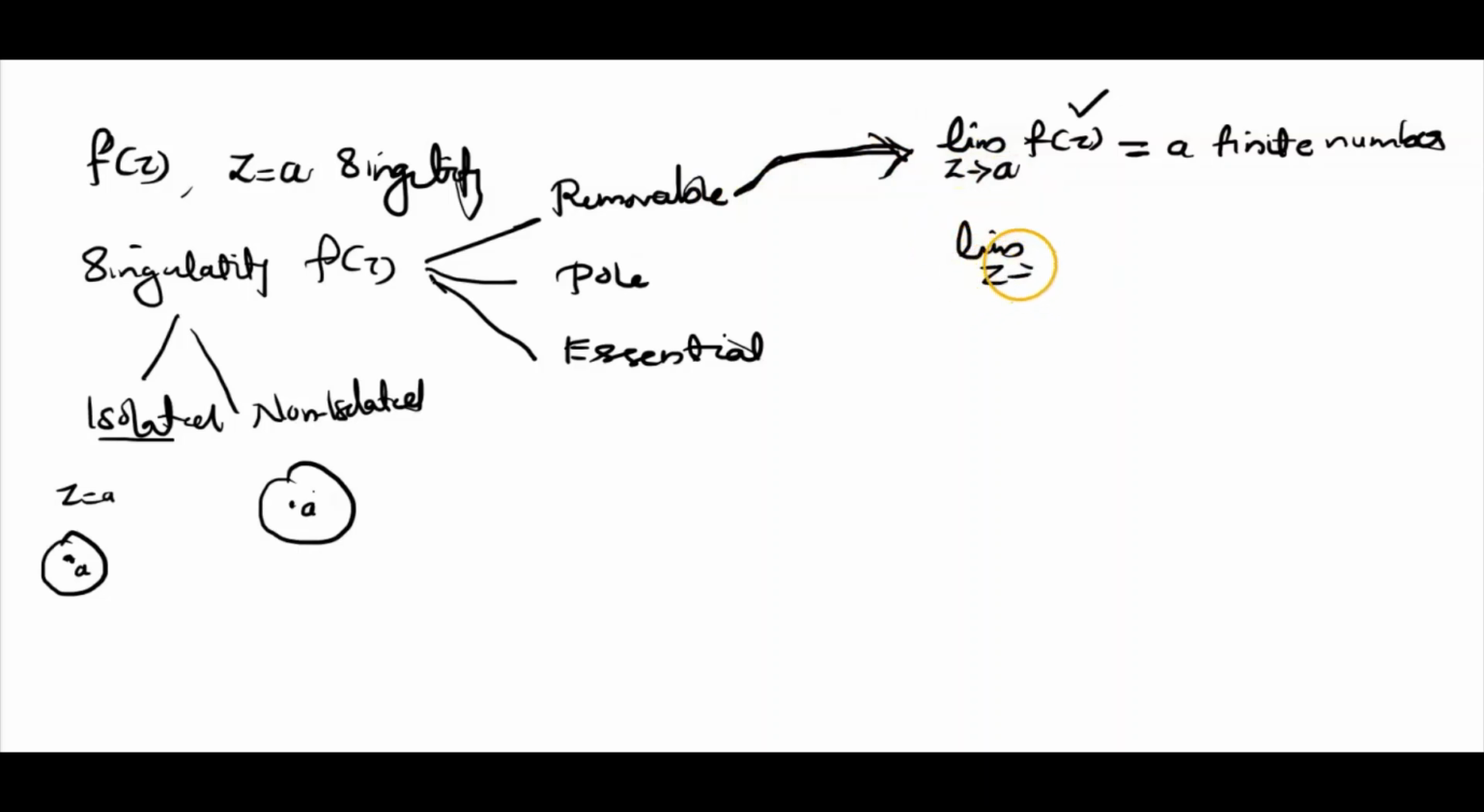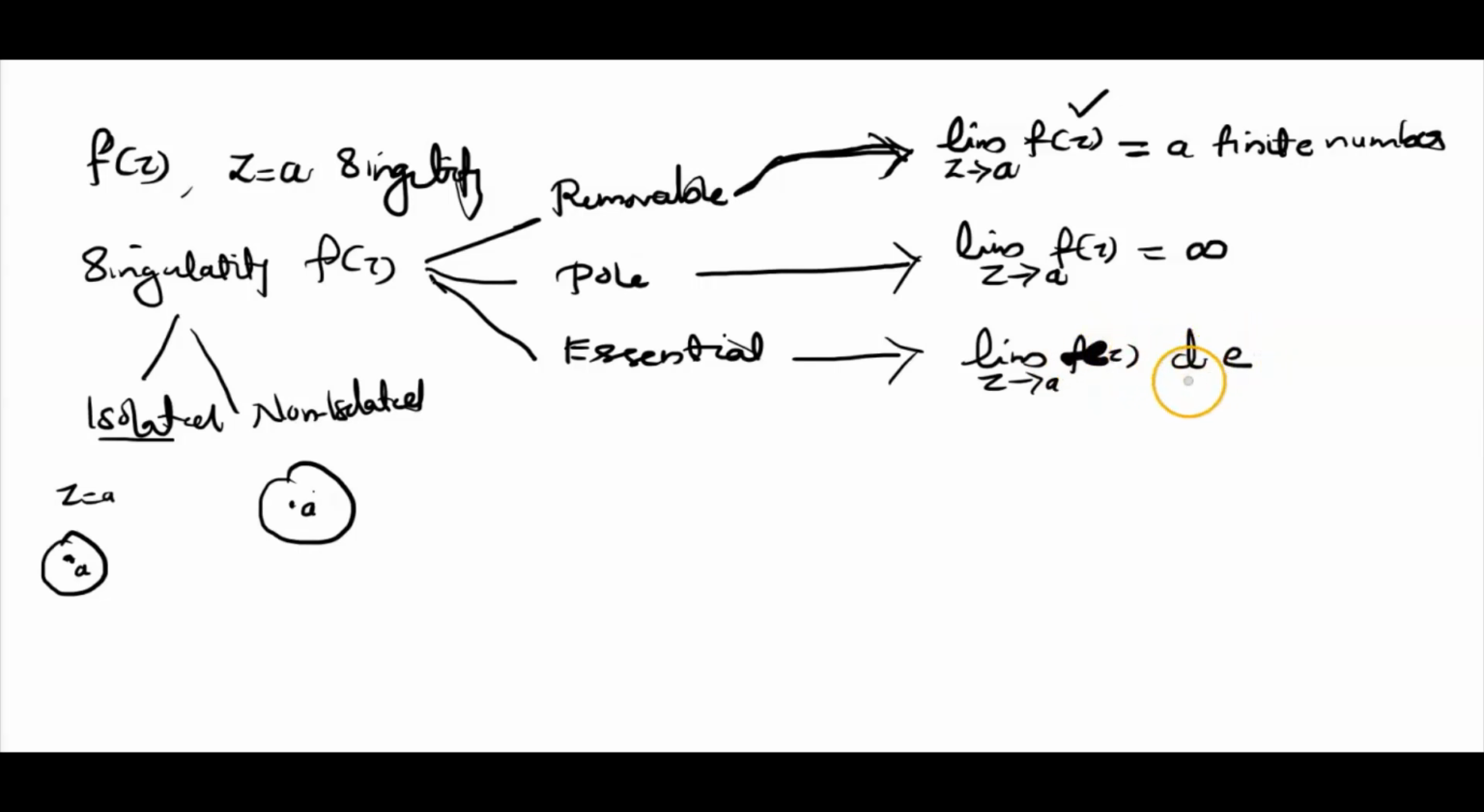If the limit does not exist finitely, that means if we put z tends to a in f of z, we get infinity. That is not a finite number. If we get infinity or minus infinity, then it is a pole. Then z equal to a is said to be a pole. If it is neither removable nor pole, then it is an essential singularity. That means the limit as z tends to a of f of z does not exist. So we have removable, pole and essential. First we check the limit at the singularity z equal to a. If it is a finite number, then it is removable. If it is infinity, then it is a pole. If neither, that means the limit does not exist, then it is an essential singularity.